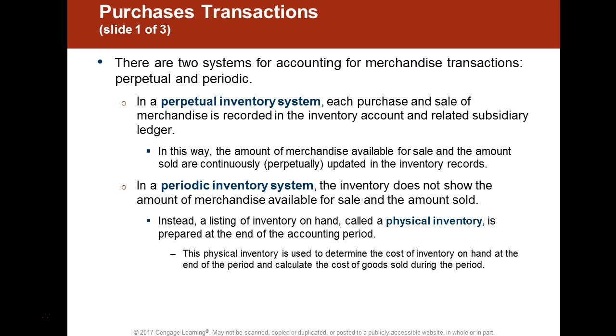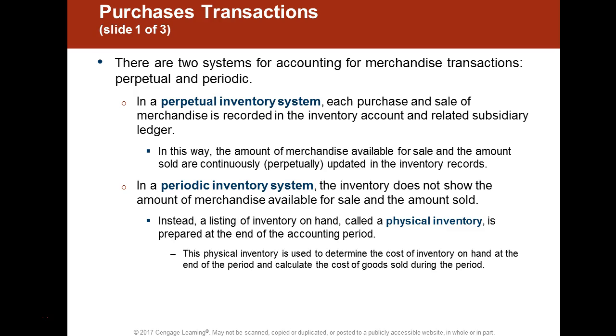Now, transactions are recorded in two different types of systems, and that's going to be periodic and perpetual. Obviously, a perpetual inventory system is most likely used by a Target and a Walmart and other large organizations where they're going to be recording and updating their inventory balances after every transaction, whether it be a purchase of more products or a sale of those products.